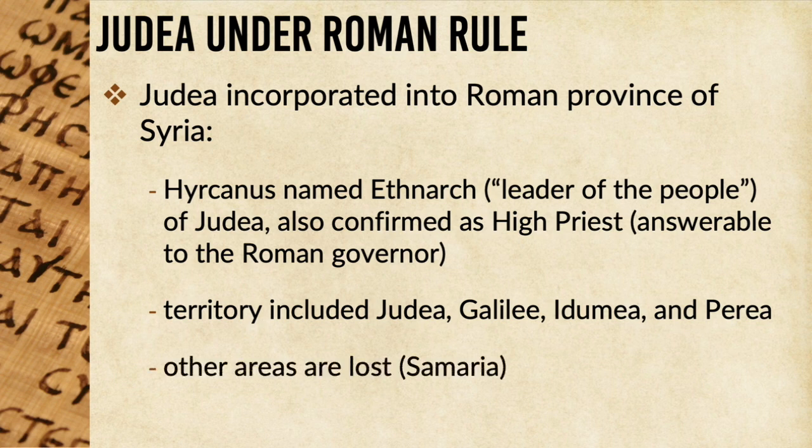Other areas are lost. So the Hasmonean kingdom had controlled Samaria. As a result of what goes on here with Pompey, some of those areas are lost as they become a part of the Roman Empire and become a province, specifically a part of the Roman province of Syria.